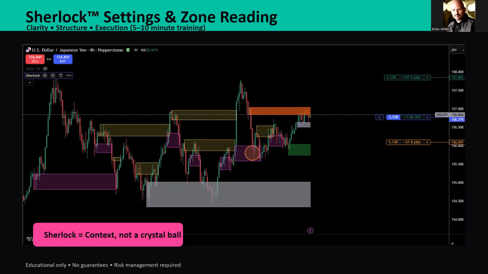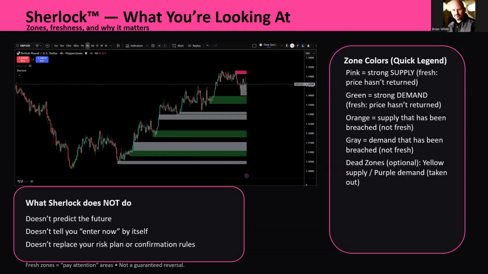And I'm just going to quickly go through what you're seeing here. This is Sherlock, and this is with all the bells and whistles turned on. And we're going to turn some of these off and explain what you're actually looking at. So as we've turned off a few things, this is getting our eyes calibrated. Okay, Sherlock is a zone tool.